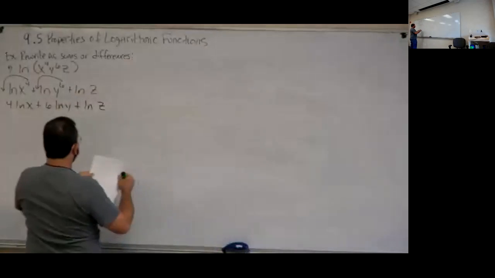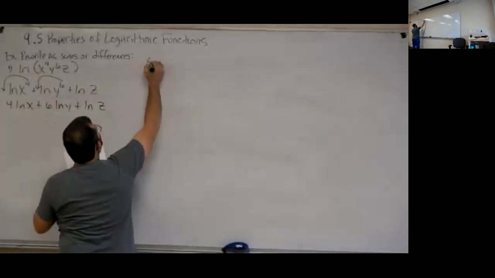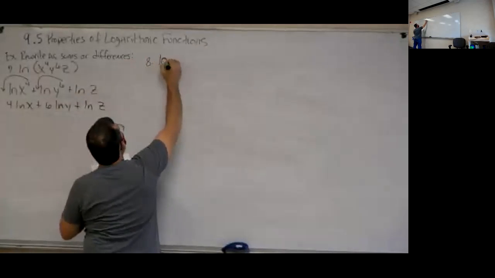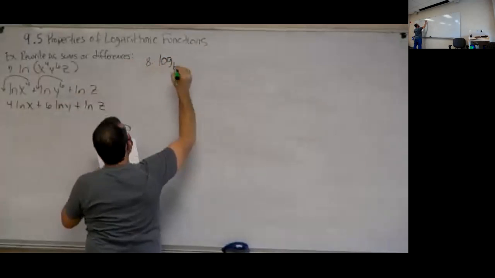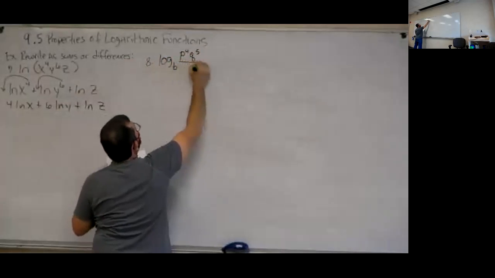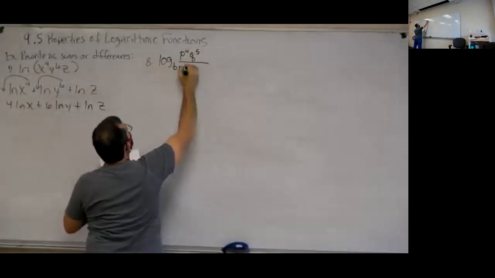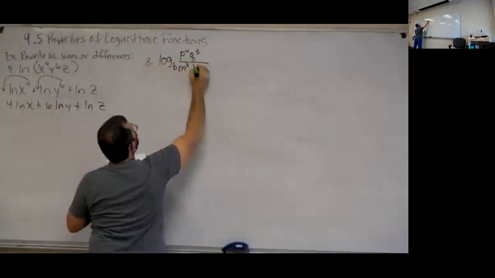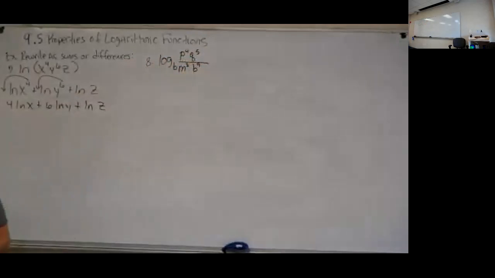All right, here's the fun one. I got log base b, p to the 4th, q to the 5th, all over m to the 3rd, b to the 9th. Now, all rules are in play on these, okay? The first thing I'm going to do, since it looks like division, is I'm going to rewrite it as sums and differences. Now here's the trick.